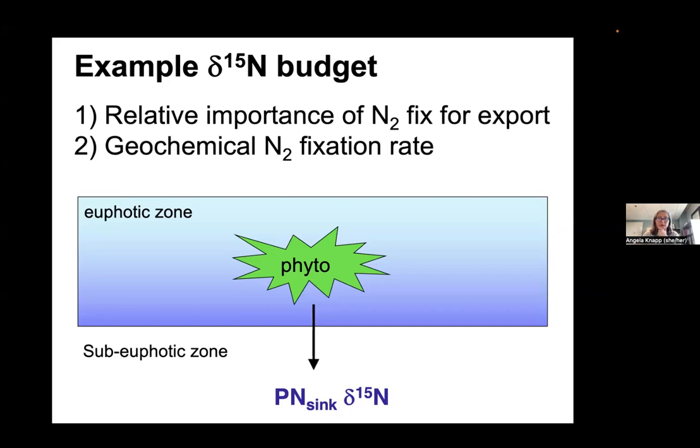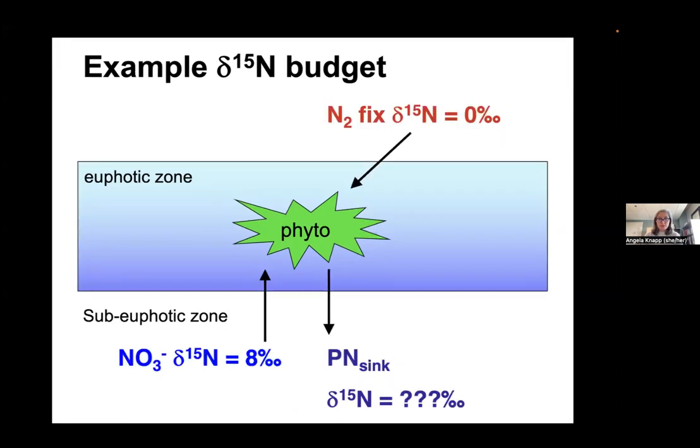All right, so the trick about delta N15 budgets is we have to make a few assumptions. What we're basically doing is a two end-member mixing model. So if you've never done one of those, it's like calculating your GPA, right? Maybe you guys don't have to do that in Sweden, but Americans are very focused on their grade point average, right? So at any rate, the point is that we assume that there are two quantitatively important sources of new nitrogen fueling export production, and those are subsurface nitrate and N2 fixation.